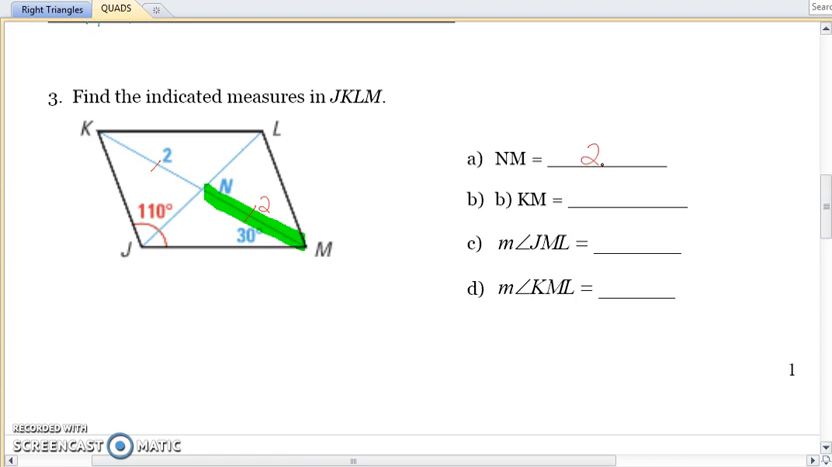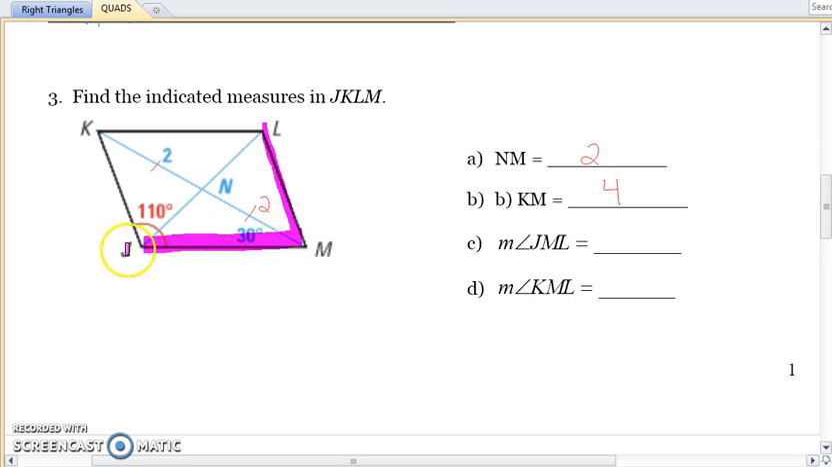Now to find the entire measure of that figure, K to M is 2 plus 2, or 4. To find the measure of J to M to L, it's always helpful to highlight to see exactly what measure we're talking about.